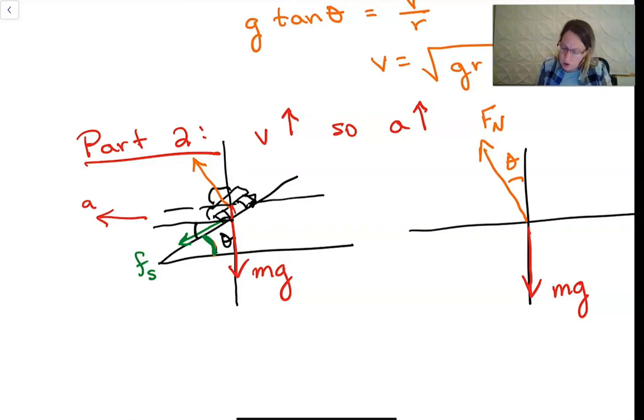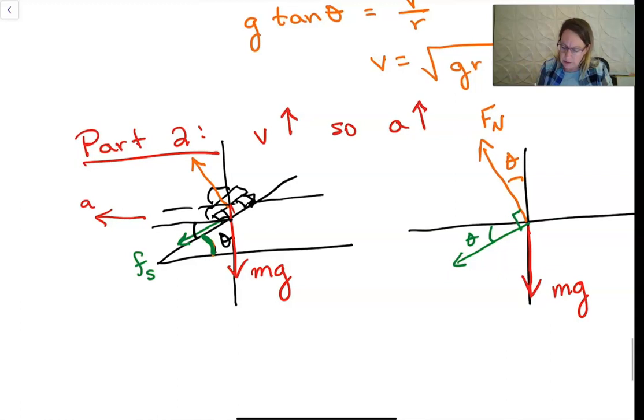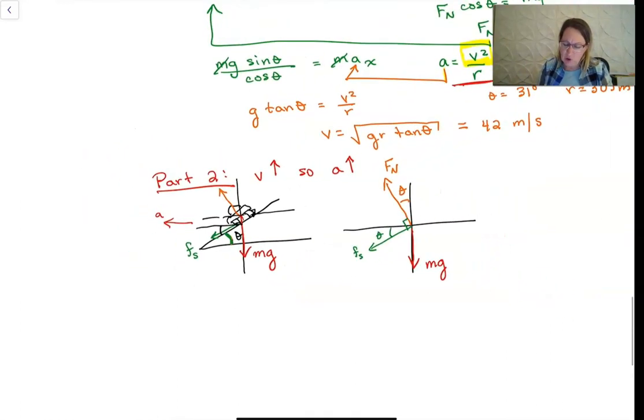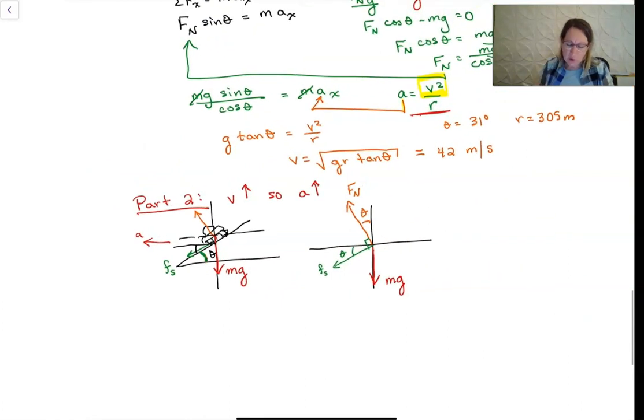So we can draw, which makes sense because if this is theta, then that makes this 90 degrees. So all of this geometry works out. So this is static friction, this is the normal force, and this is mg. So my question for this is we've increased the speed, and what we want to know is the smallest coefficient of friction that will allow us to make it around the curve without sliding up or down.